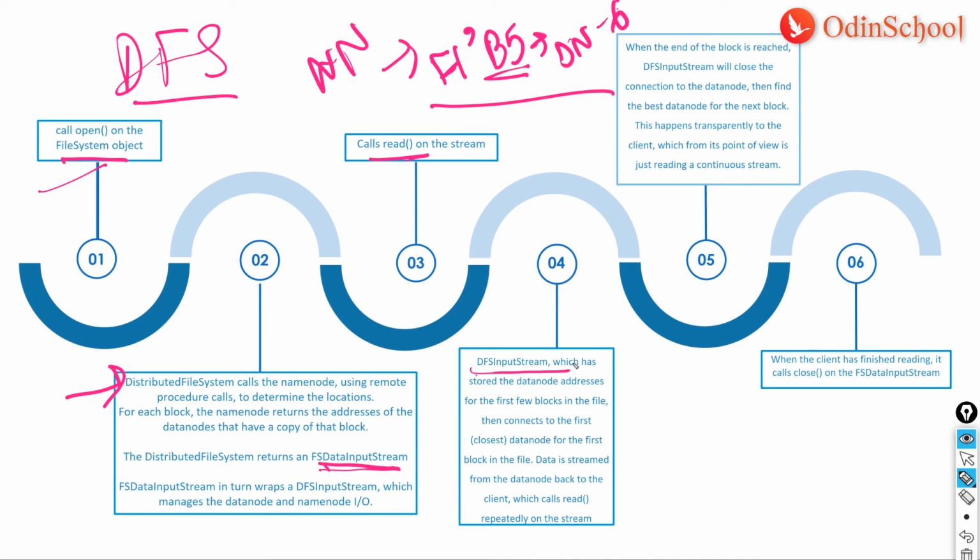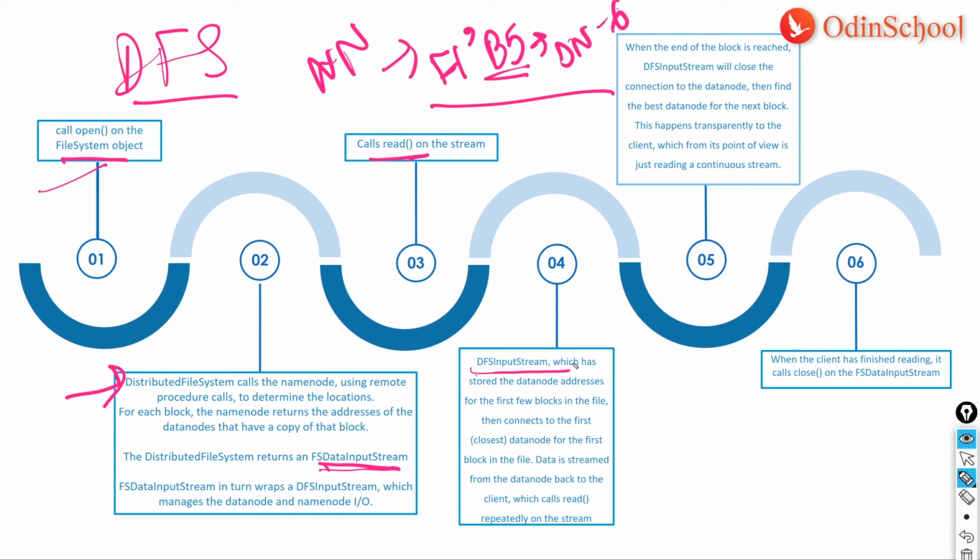DFS input stream, which has stored the data node addresses for the first few blocks in the file, will connect to the closest data node, wherever that copy is. Okay, and data is streamed from the data node back to the client, which is calling the read method. And this would be repeatedly happening in a stream, meaning a kind of a pipeline.